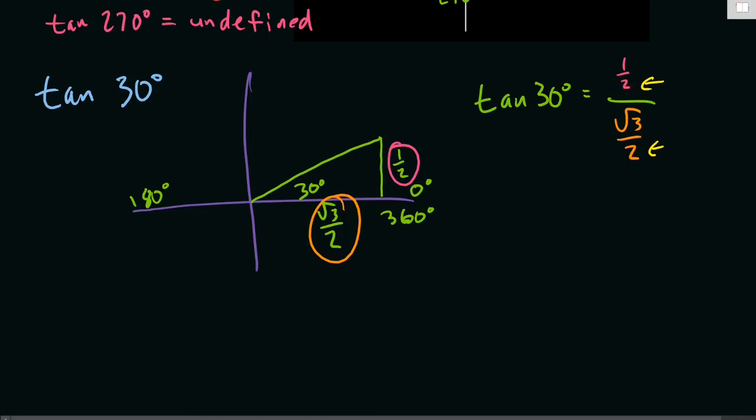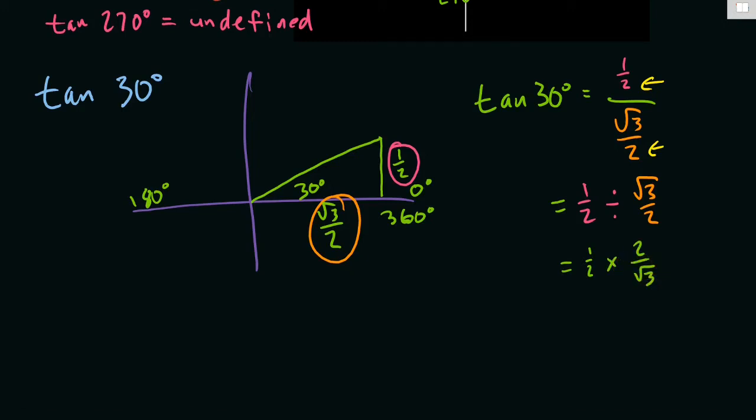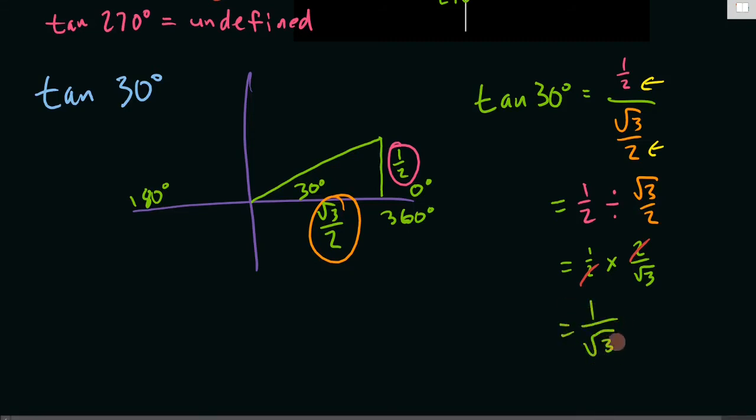And if you don't believe me, we can actually just sort of expand this out. This is a half divided by root 3 over 2, right? That's literally what division means. So we're dividing these two things. So this is a half times 2 over root 3. And our 2's and 2's cancel. So this is 1 over root 3.